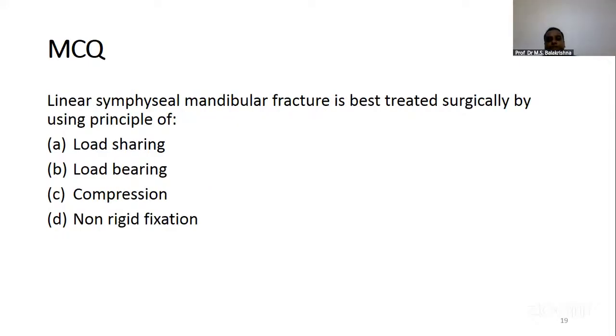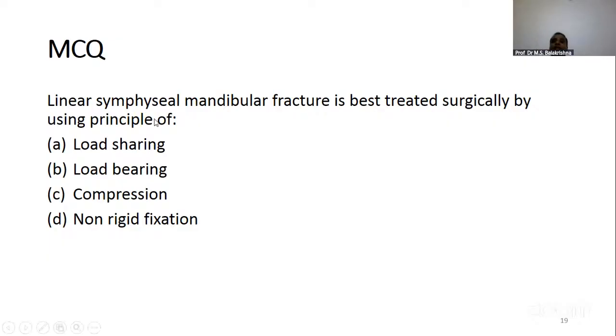Next question. Linear symphysis mandibular fracture is best surgically treated by. Yes. Now, linear symphysis fracture. So you have got in this fracture load sharing, load bearing, compression, and non-rigid fixation. Now, where is this fracture? It is in the symphysis area. Symphysis area is here. Symphysis, parasymphysis, midline area. So this is best treated by load sharing, load bearing, compression, or non-rigid fixation.